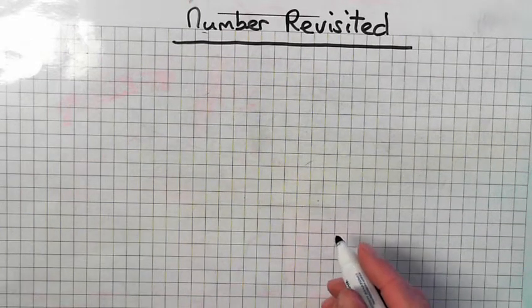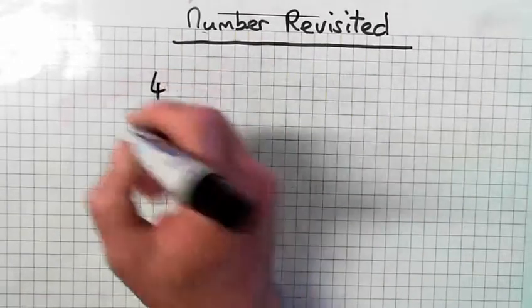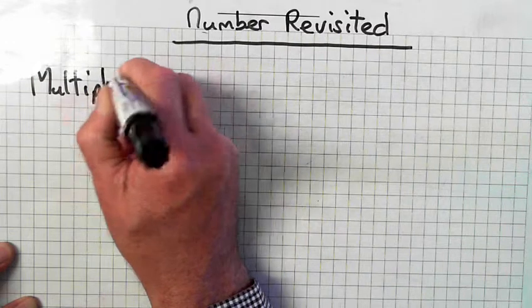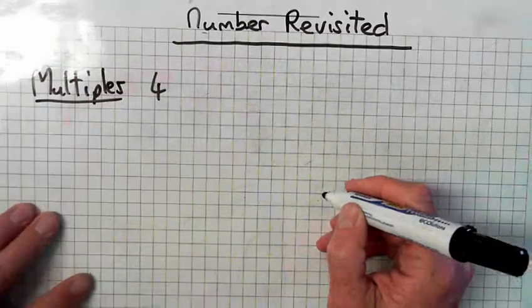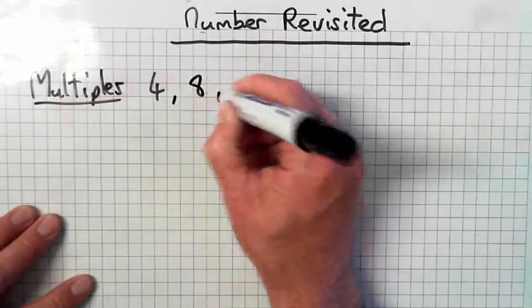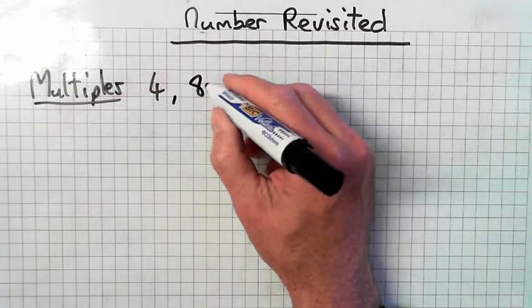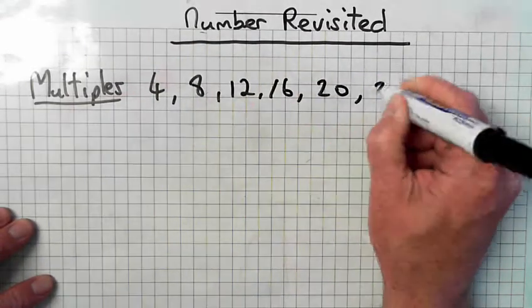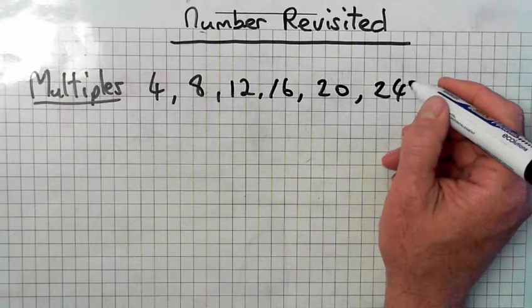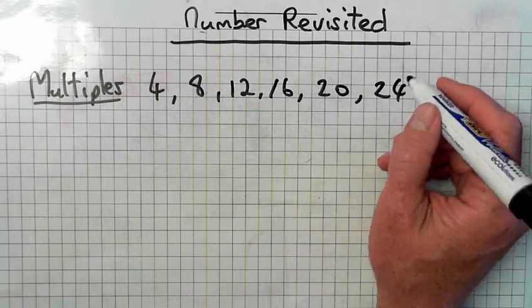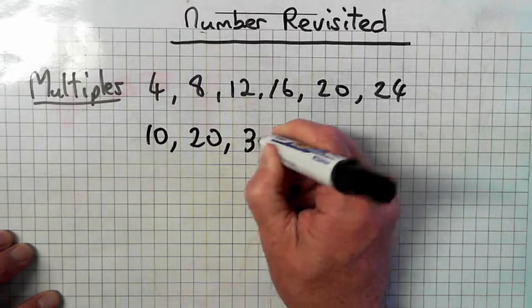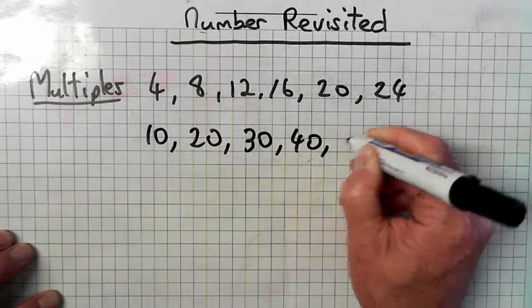Multiples. How do you get multiples? Multiples of 4: 4, 8, so you're adding on 4 all the time: 12, 16, 20, 24. What are the multiples of 10? 10, 20, 30. So you're adding on 10 all the time.